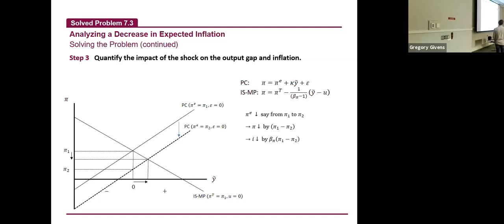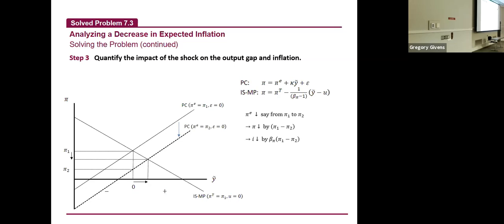By beta pi times the change in inflation. Go back and look at the Taylor rule, and you can see immediately that if inflation drops by some amount, pi 1 minus pi 2 in this problem, the nominal interest rate drops by beta pi times that amount. Okay, Levi? If the policy rate falls by this quantity, what happens to the real interest rate?